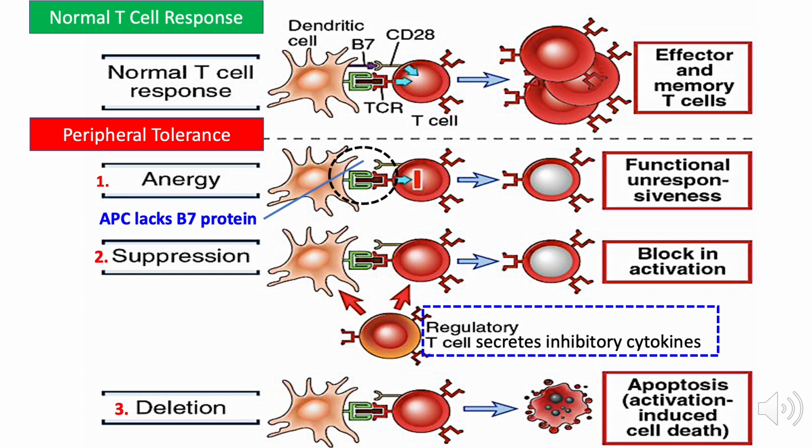Firstly, anergy. Self-reactive T cell fails to be activated due to the absence of B7 co-stimulatory molecule. These anergic T cells, however, can become functional and initiate an autoimmune disease if the condition changes later in life. Secondly, peripheral tolerance is achieved through suppression. Regulatory T cell secretes inhibitory cytokines. And thirdly, through another round of clonal deletion, part of these self-reactive T cells are killed via apoptosis.